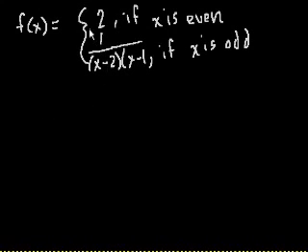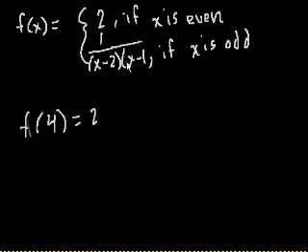So immediately we have two clauses. If x is even, we use this clause. So let's say that f of 4, well, that's just equal to 2 because we use this clause here.